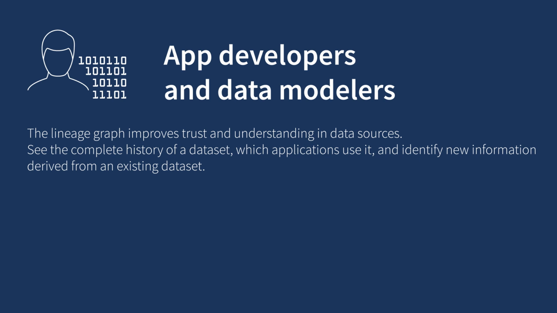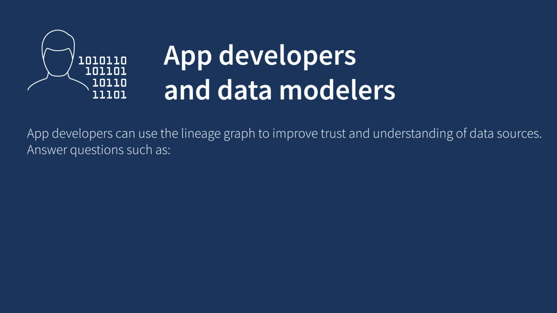The lineage graph improves trust and understanding in data sources. See the complete history of a dataset, which applications use it, and identify new information derived from an existing dataset. Trust that the data is the right one for your app or data model. App developers can use the lineage graph to improve trust and understanding of data sources.